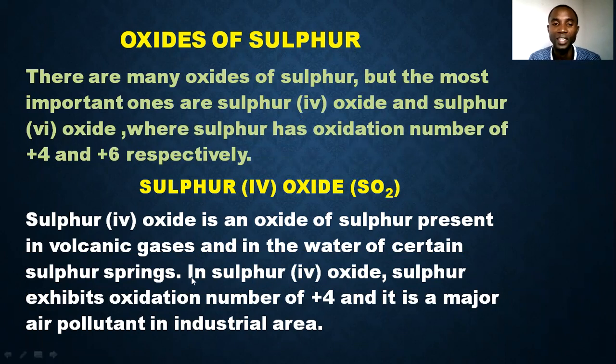We'll first look at sulfur 4 oxide, and after considering it, we'll look at sulfur 6 oxide. Sulfur 4 oxide is an oxide of sulfur present in volcanic gases and in the water of certain sulfur springs. In sulfur 4 oxide, sulfur exhibits an oxidation number of 4. That's why we call it sulfur 4 oxide. It is a major air pollutant in some major industrial areas.